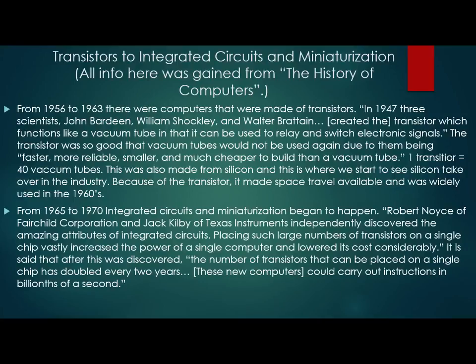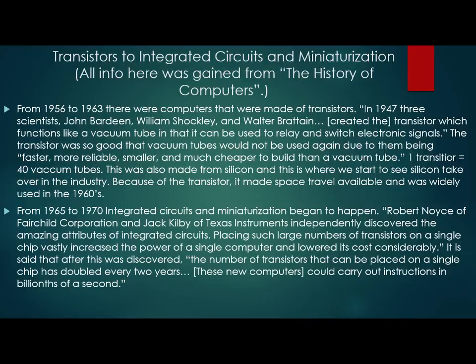Now, from 1956 to 1963, there were computers that were made of transistors. In 1947, three scientists, John Bardeen, William Shockley, and Walter Brattain, created the transistor, which functions like a vacuum tube in that it can be used to relay and switch electronic signals.